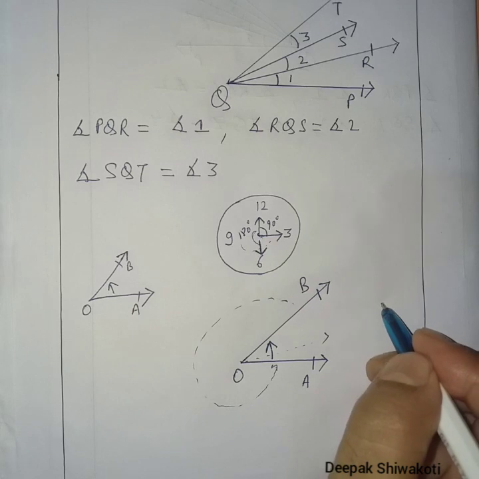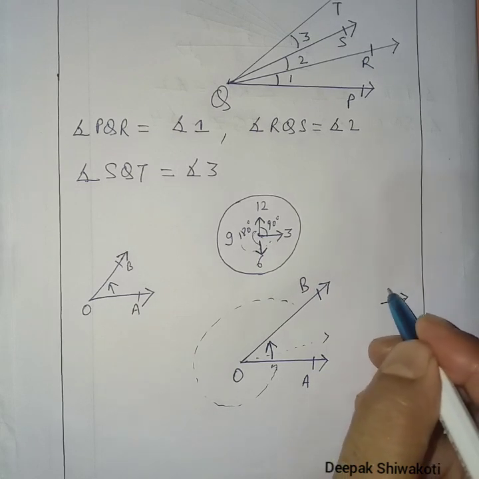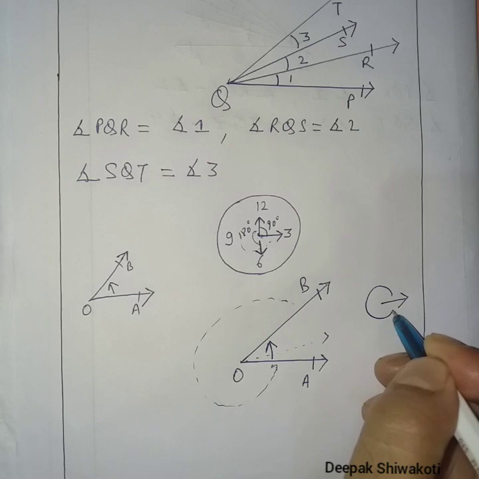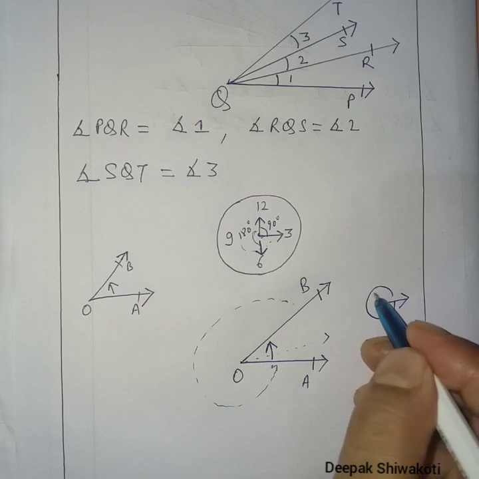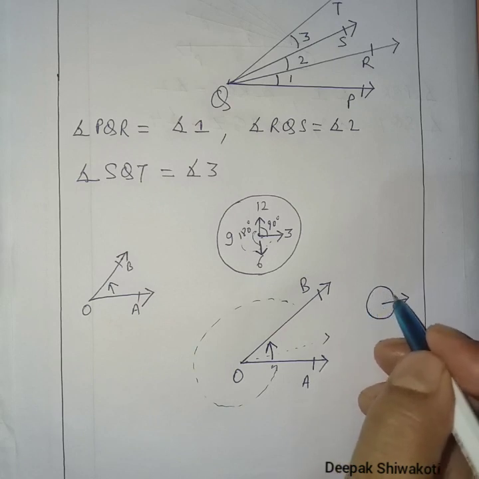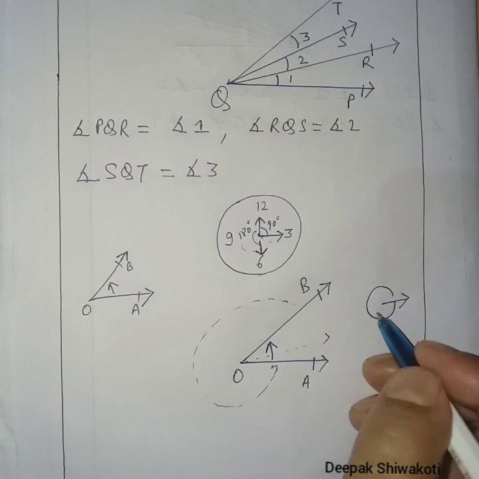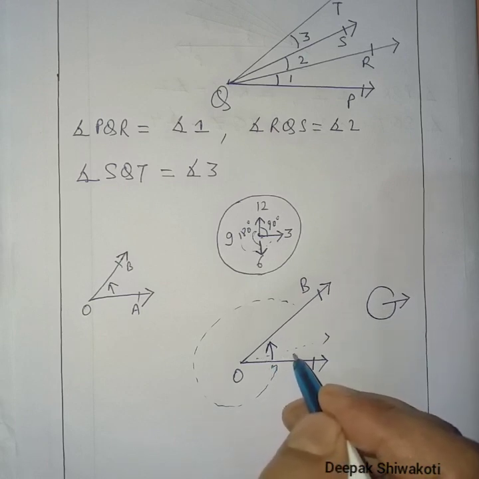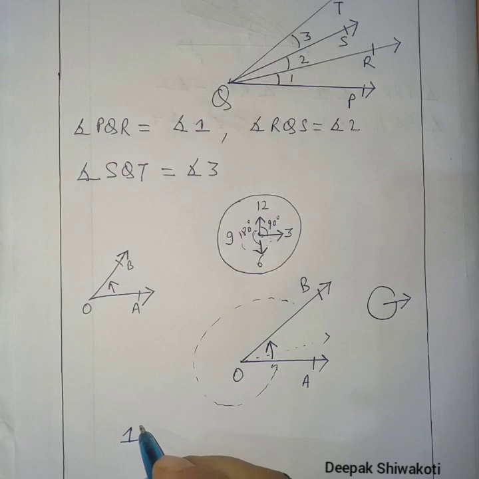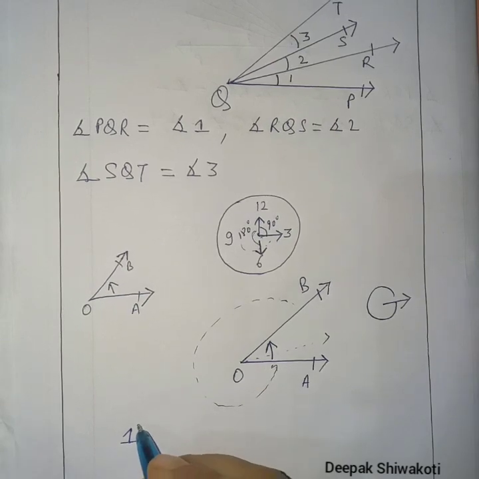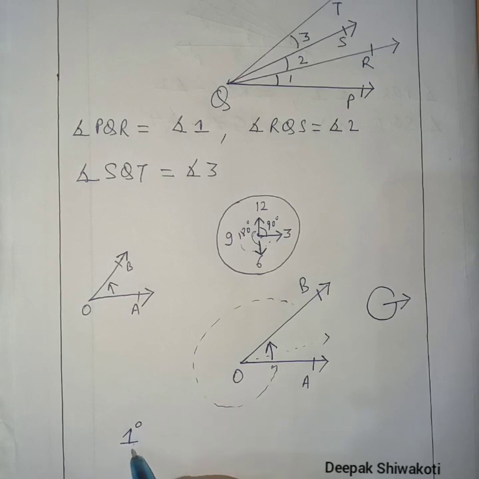Okay, suppose this is the ray. When it makes a circle after rotating, the total angle is divided into 360 equal parts, and each part is called a degree. And degree we write, suppose we write 1 degree, 1 we write, and the symbol is this.